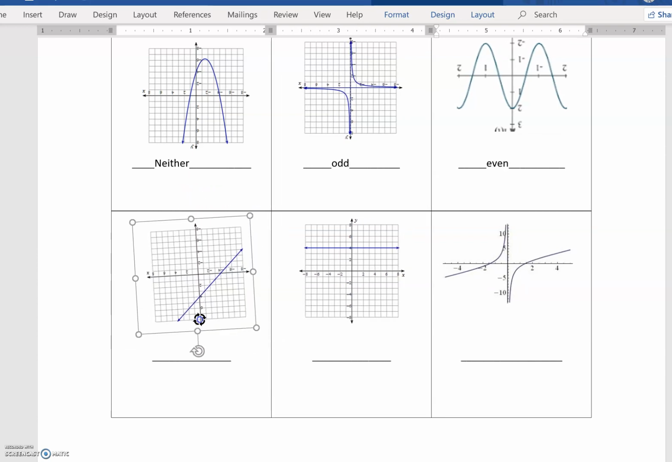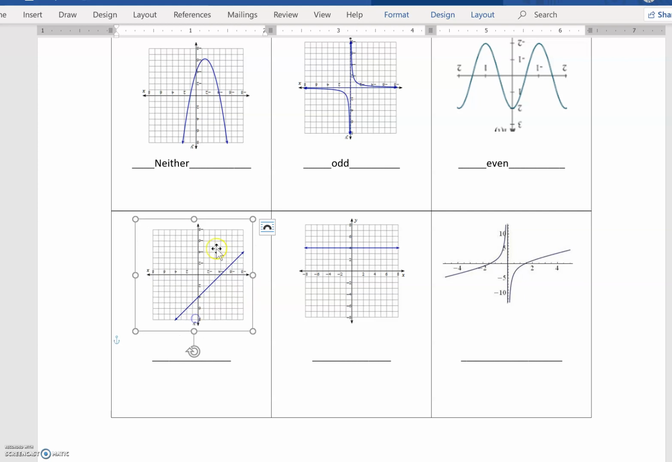Rotate. Remember our original graph, the y-intercept was way up here. Now it's way down here. So it is neither.